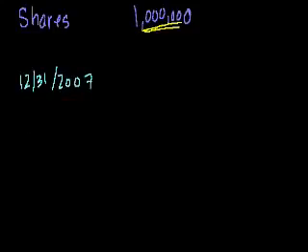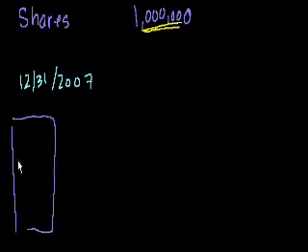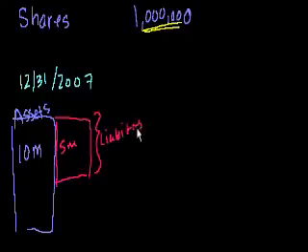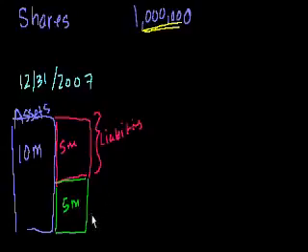Let me just draw it. So it had $10 million of assets. It had $5 million of debt. You can view this as the liabilities, of which debt is one of them. But let's just say it's all of it. So $5 million of liabilities. So the shareholders' equity, or you could almost view the book value of the equity of the company, is $5 million.